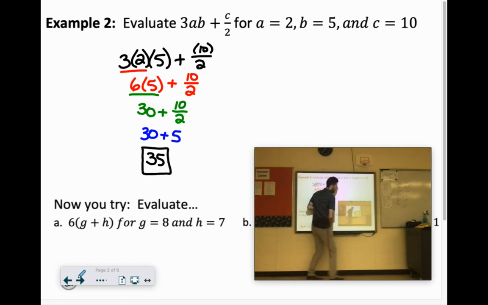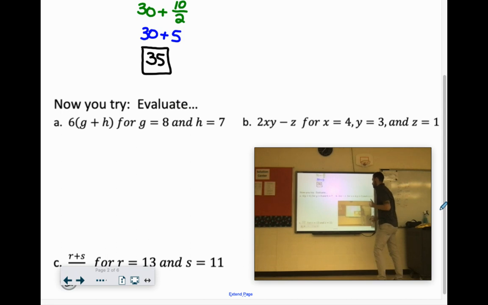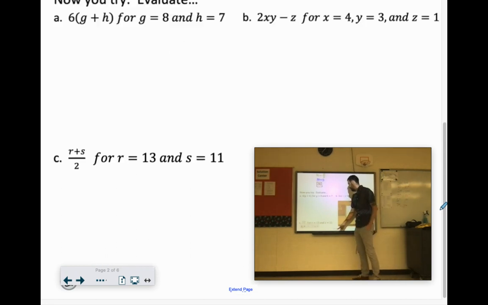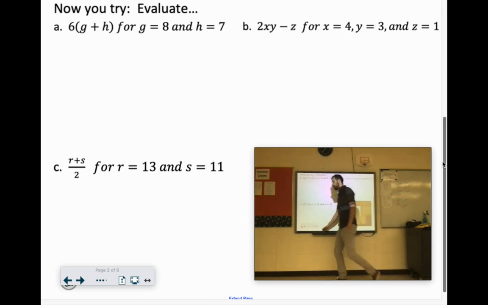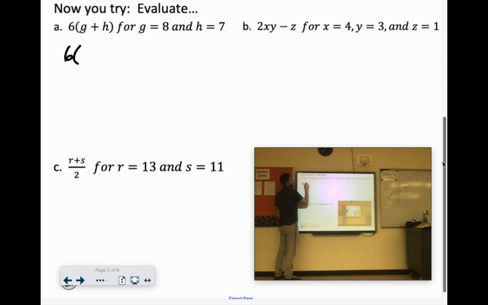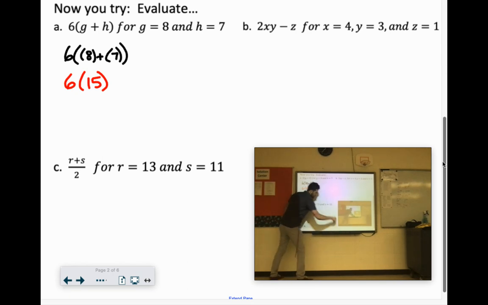Nice. So I have 3, it looks like, for you to try. So pause it, try them, and then check back in when you're done and make sure we have the same answer. Again, you don't need the parentheses on the 8 or 7 in this case. It's just good form, good practice for the future. 8 plus 7 is 15, and 6 times 15 is 90.